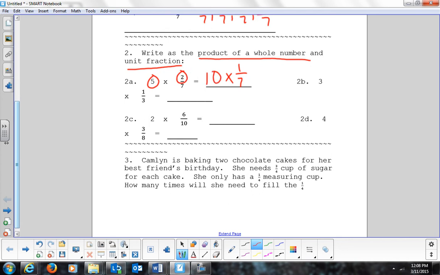So it's 10 and 1/7. 10 times 1/7. See how I did that? I just multiplied my whole number by my fraction. Technically, I did that. I just didn't write it out.